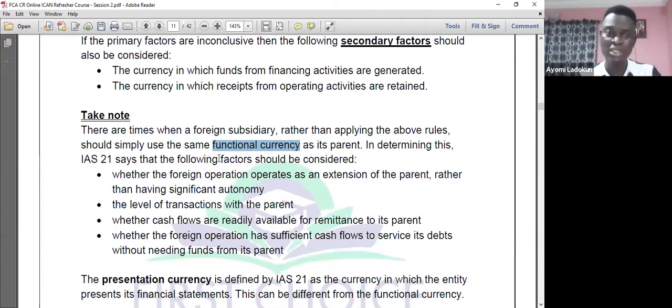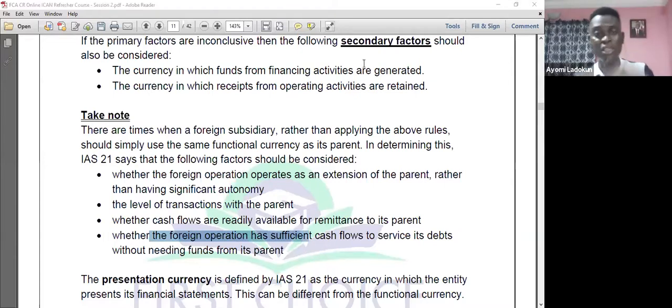But in doing that, they must consider the following factors. Okay, so this is just a matter of something you can put in your head in case you needed to explain up to this level. Whether the foreign operation operates as an extension of the parent, the level of transactions with the parent, whether cash flows are readily available, and of course, whether the foreign operation has sufficient cash flows.